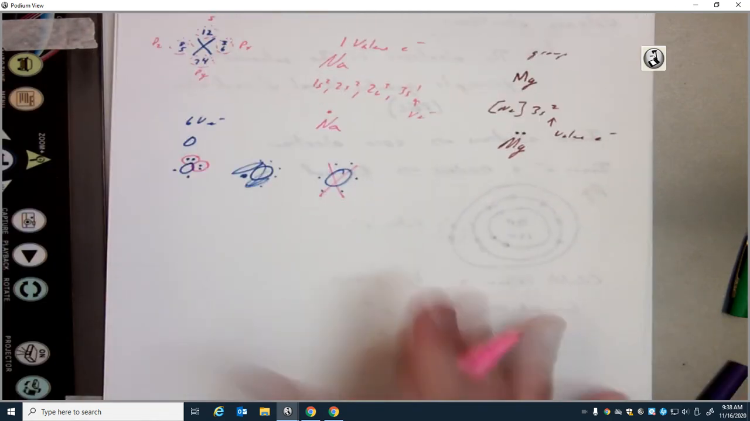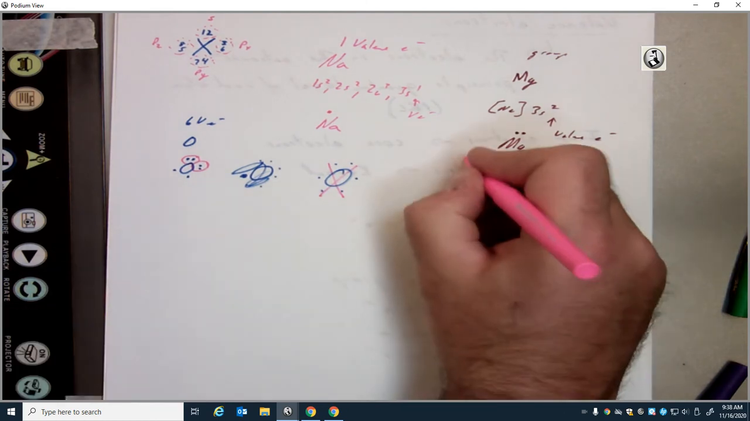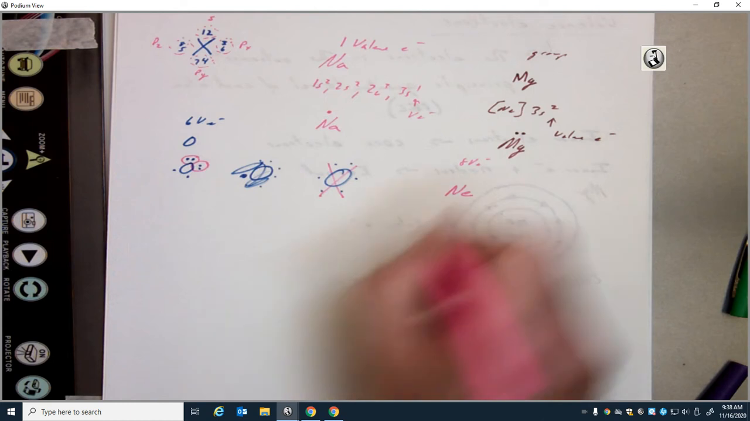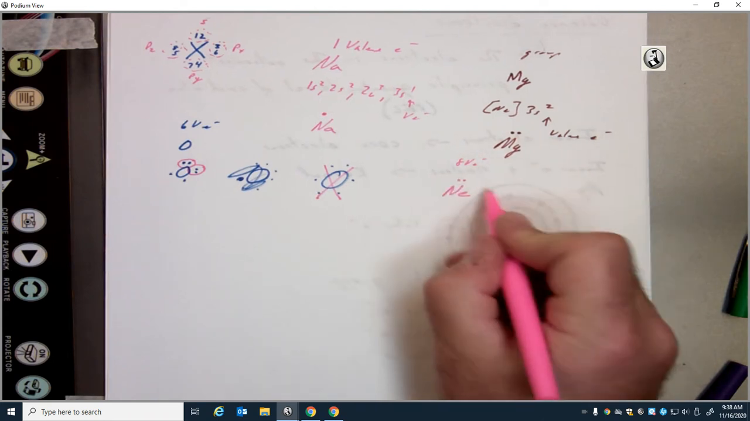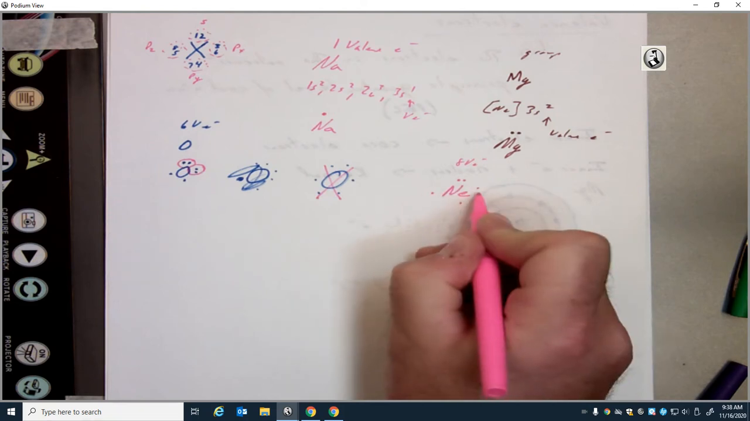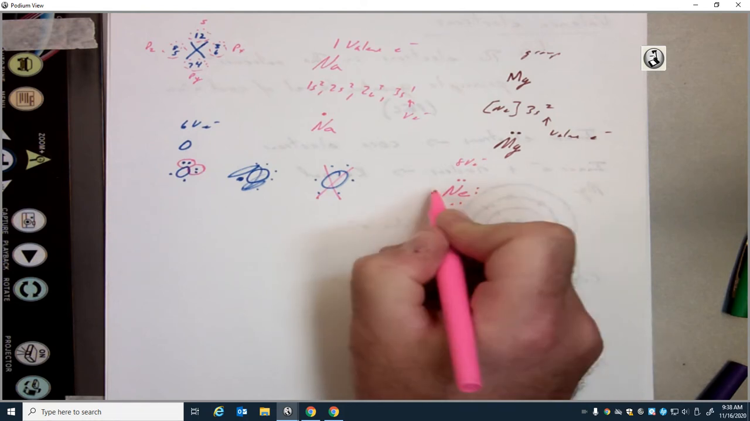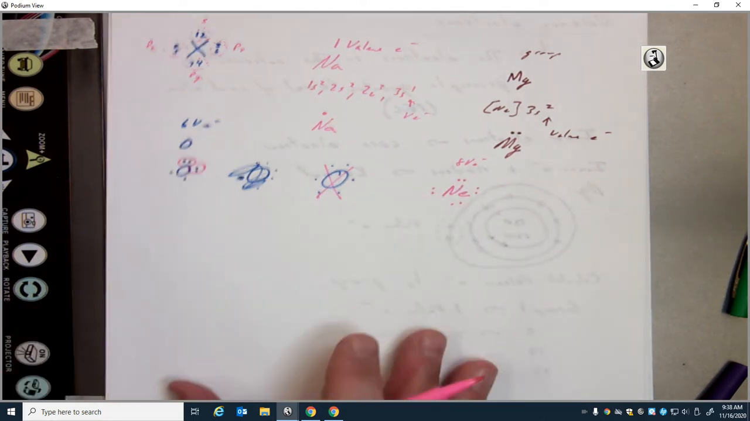Finally, let's deal with a noble gas. Let's say we have neon. Well, neon has 8 valence electrons. 1, 2, 3, 4, 5, 6, 7, 8. Okay, so that would be neon.